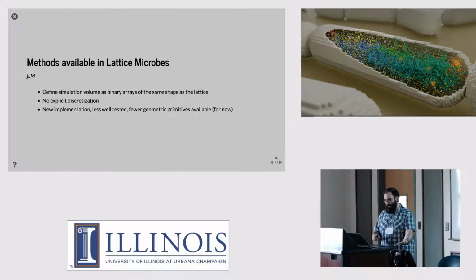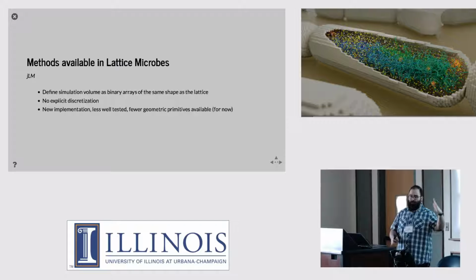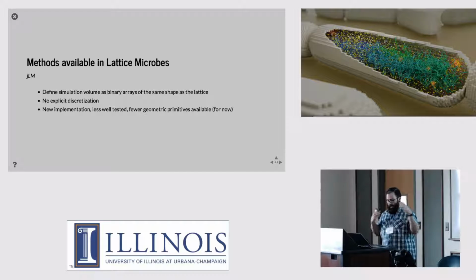The other method is JLM. In this case, instead of dealing with abstract geometric objects, you deal with the site type lattice directly. You construct the site type lattice out of a set of binary three-dimensional arrays, where each array defines a region in space. Then you combine them in the end into a site type lattice with a data type of a byte. This has no explicit discretization, so you have control over the data that actually goes into Lattice Microbes with a fine level of detail.